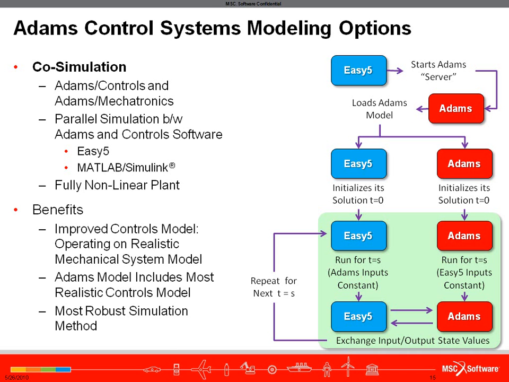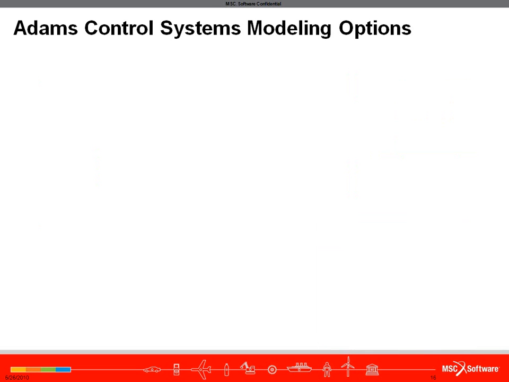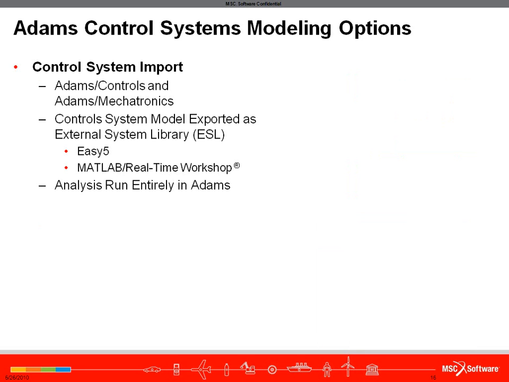So this is a very good way to improve and tune both designs, the Atoms mechanical system and the electronics, hydraulics, and/or pneumatics of the control system. This method provides the most robust solution and the highest fidelity overall system model. The last option I'll cover today is control system import. It is also enabled by Atoms controls or Atoms mechatronics.